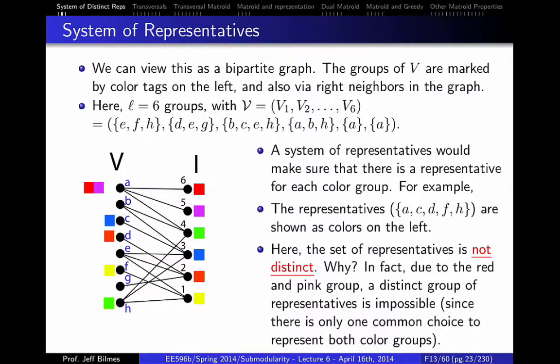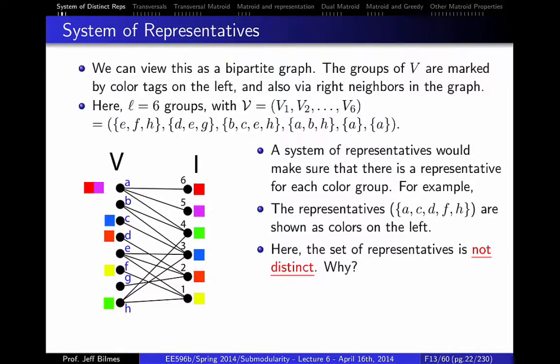Now, in fact, is it possible in this particular bipartite graph to have a set of distinct representatives? Why? Group 5 and 6, the only member is A. That's right. Group 5 and 6, the only member is A, and there's no way to represent both groups because the only member of those groups is A.